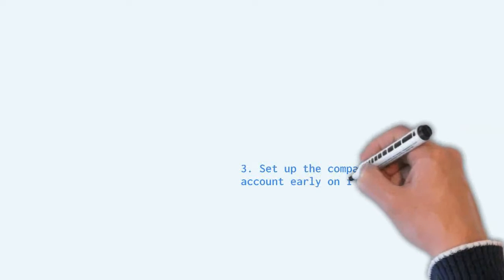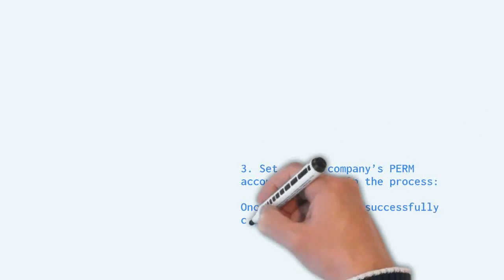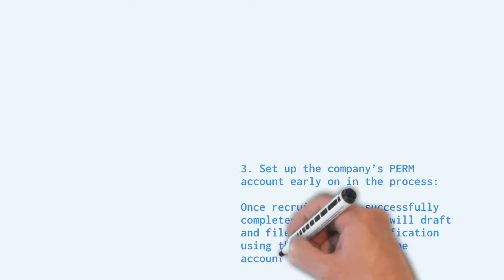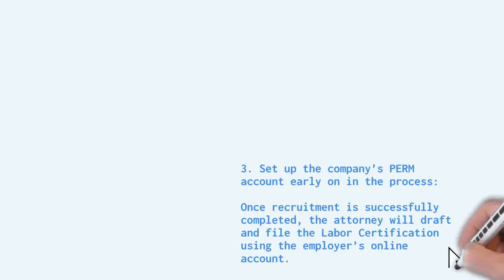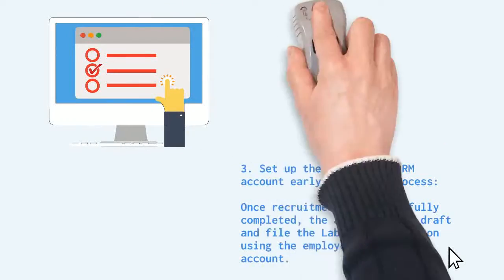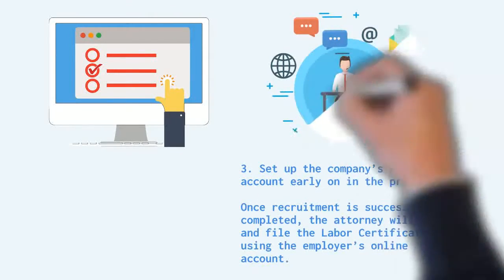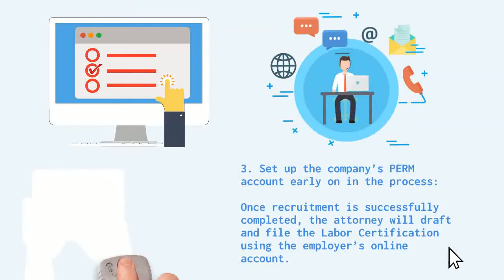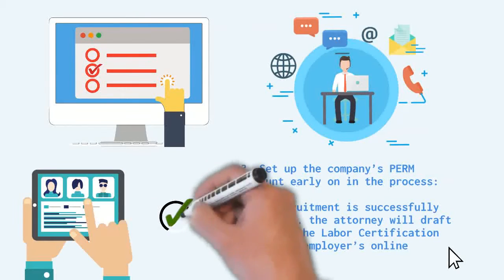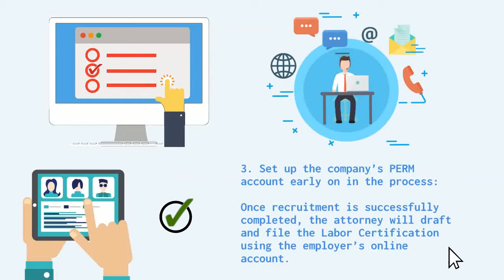3. Set up the company's PERM account early on in the process. Once recruitment is successfully completed, the attorney will draft and file the labor certification using the employer's online account. Employers can register for an online account through the Department of Labor's Foreign Labor Certification online system. Sometimes the system requires the employer to submit additional documents to verify business existence, and this verification can take weeks or months, so it is a good idea to register early, ideally at the start of the process.